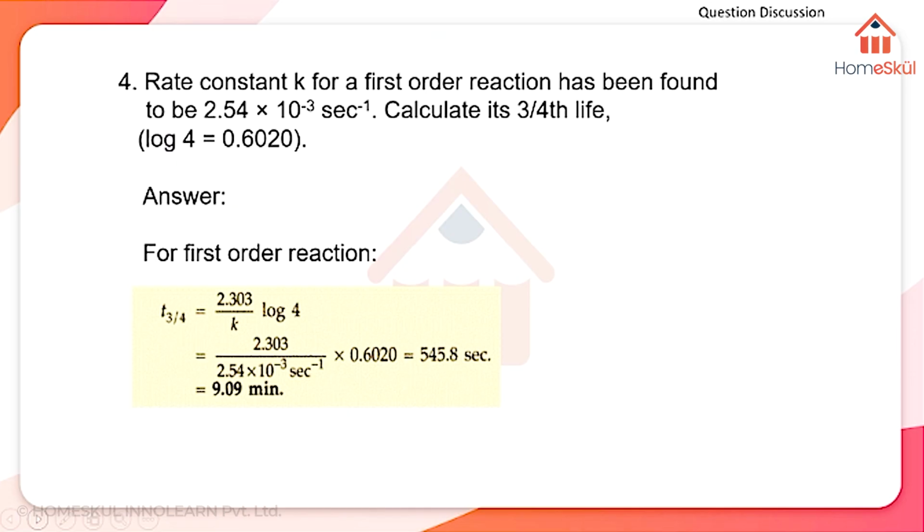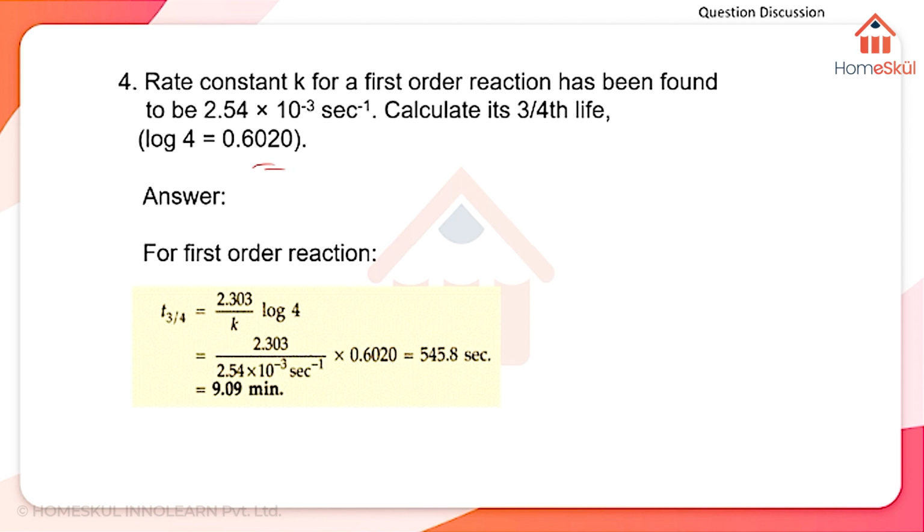Now we have a numerical here. The rate constant K for a first order reaction has been found to be 2.54 into 10 raised to minus 3 per second. The rate constant K is given, and you have to calculate its 3 by 4th life. You are asked to calculate the time. You know the half-life T1 by 2. Likewise, you are asked to calculate the 3 by 4th life, and log 4 value is given. It is clearly mentioned that it's a first order reaction.